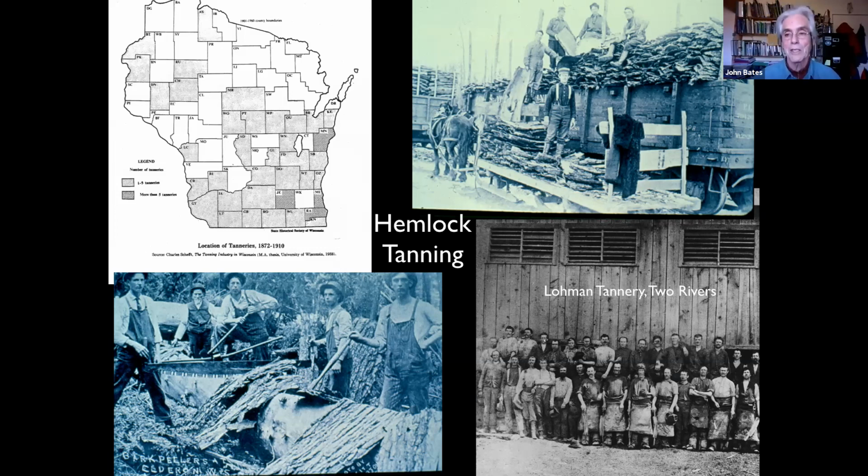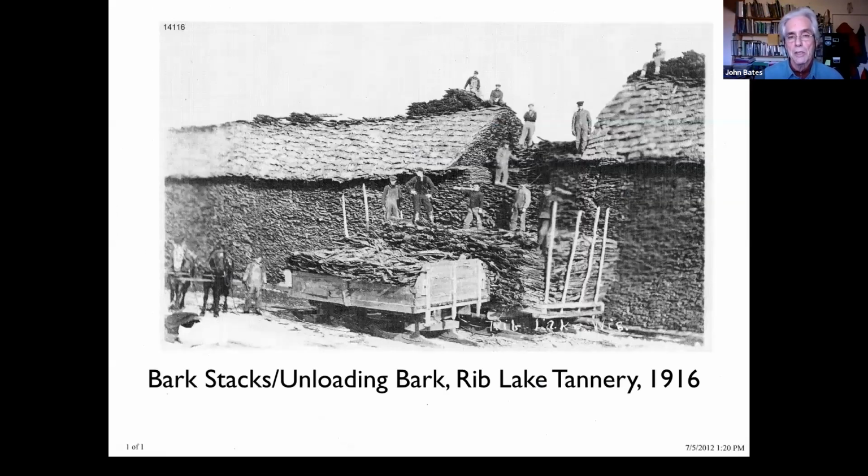There's really some fascinating history about hemlock tanneries. Here's the Rib Lake Tannery in 1916. So all this bark is coming to these tanneries and being stacked in these huge piles. And the bark is actually being used as the roofing material over it. Some of these bark piles, the literature says, were up to a half-mile long, which I find almost unbelievable, but that's what the literature says.